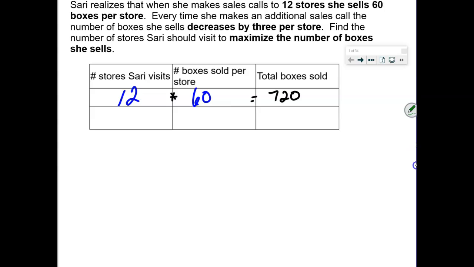So then there's an additional clue here. It says if she makes an additional sales call, then the number of boxes she sells decreases by 3 per store. Oh, never mind. I lied. The wording's fine on here. All right. So if she makes an additional sales call is what it's supposed to say. Okay, 13. What happens to her number of boxes? It goes down by 3, so down to 57.